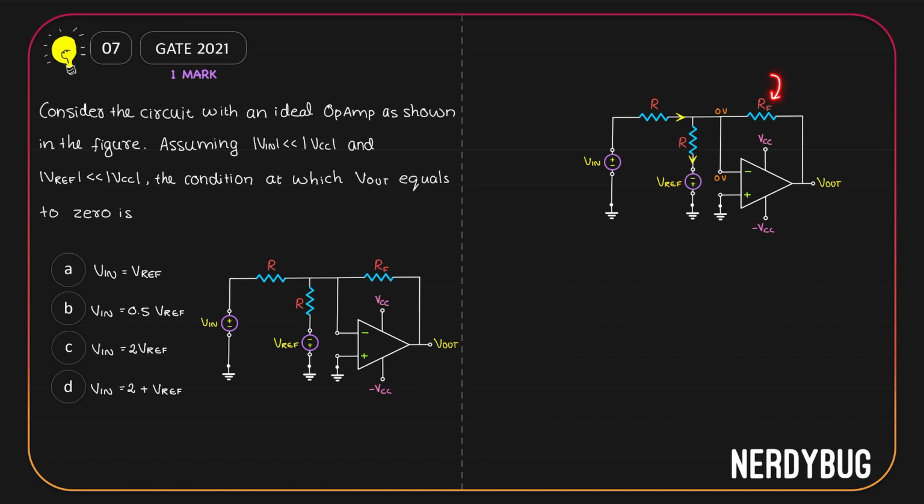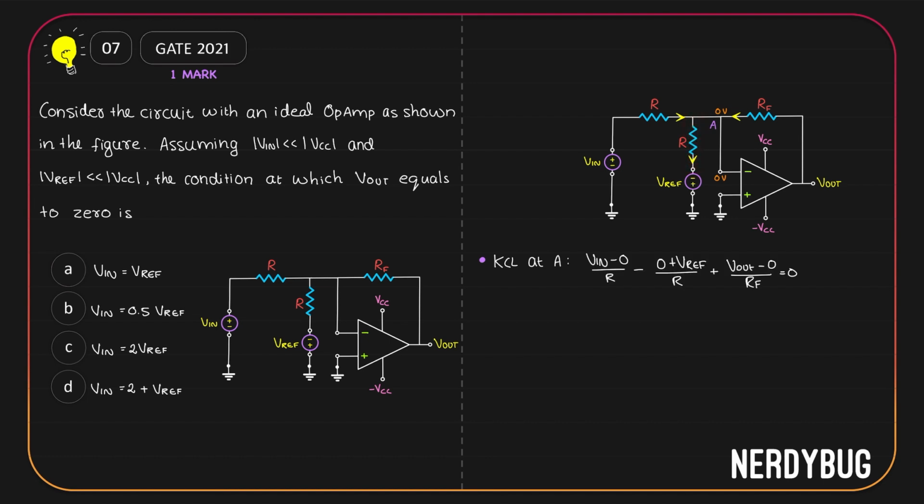Now for RF, at this point we have V out. At this point we have 0. Let us take the direction of current to be like this. Then that current will be V out minus 0 divided by RF. Let us now call this point A and apply Kirchhoff's current law there. Vin minus 0 by R is coming into the node. V out minus 0 by RF is also coming into the node. 0 minus V reference divided by R is going out of the node.